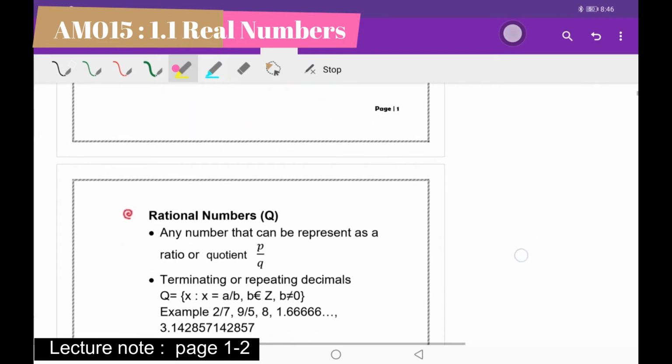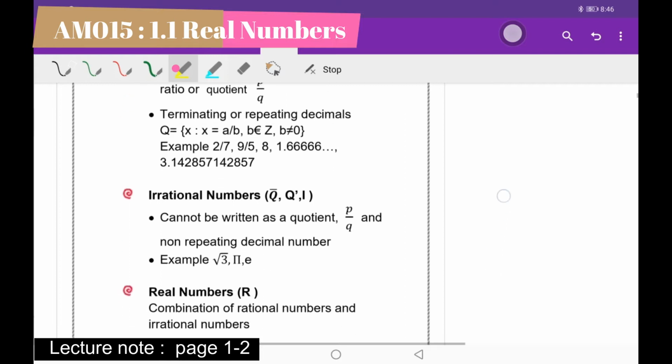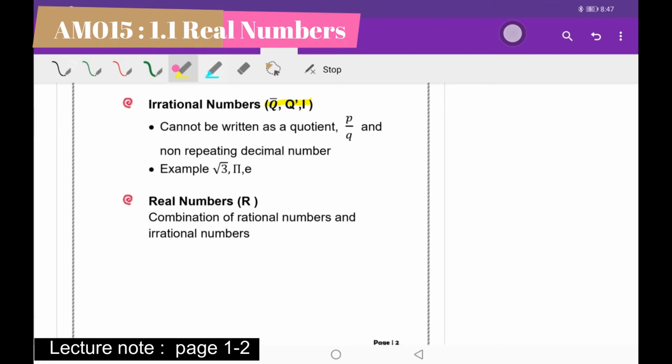Okay. Next one is rational numbers, which is represented by the symbol Q. It is represented as a ratio or quotient. Quotient is also known as a fraction. The next one is irrational numbers, which is represented by the symbol Q bar or Q prime. Q bar or Q prime both represent irrational numbers. Last but not least are the real numbers, which is represented by the symbol R, the combination of rational numbers and also irrational numbers. Okay, that's all the groups of numbers that we have in mathematics.